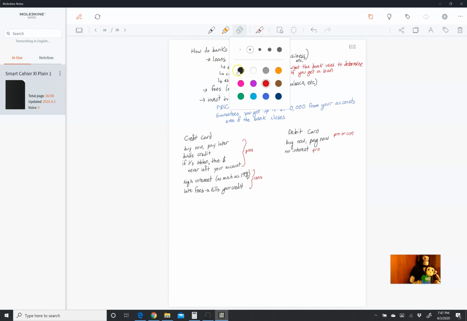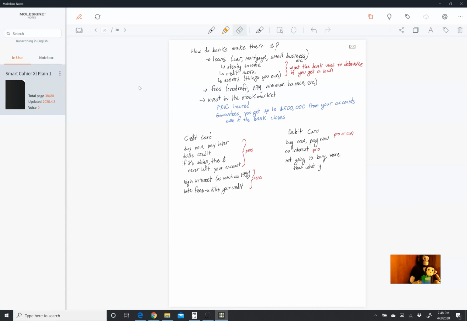Another possible disadvantage is that you might pay more than you have. Well, it's not really a negative. You can't buy more than you have in your account, or you'll be charged a fee. And this is rare, because once you're charged a fee, you're not going to do that anymore. So it'll be rejected. So that could be a pro.